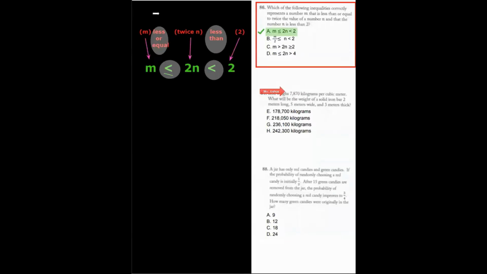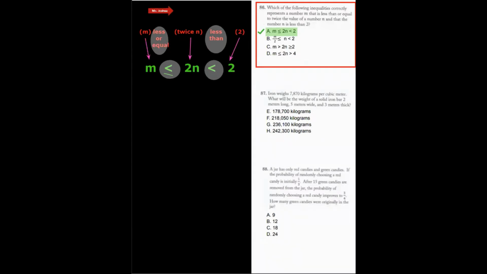Question number 86. Which of the following inequalities represents the number m less than or equal to twice a number n, which is then less than 2? So by grouping those phrases like so, here, and I use parentheses, it's a double inequality. M less than or equal to is that symbol. Twice means 2n. Less than is left facing arrow, 2. Looking through the answer choices, the correct answer is A. M is less than or equal to 2n is less than 2.